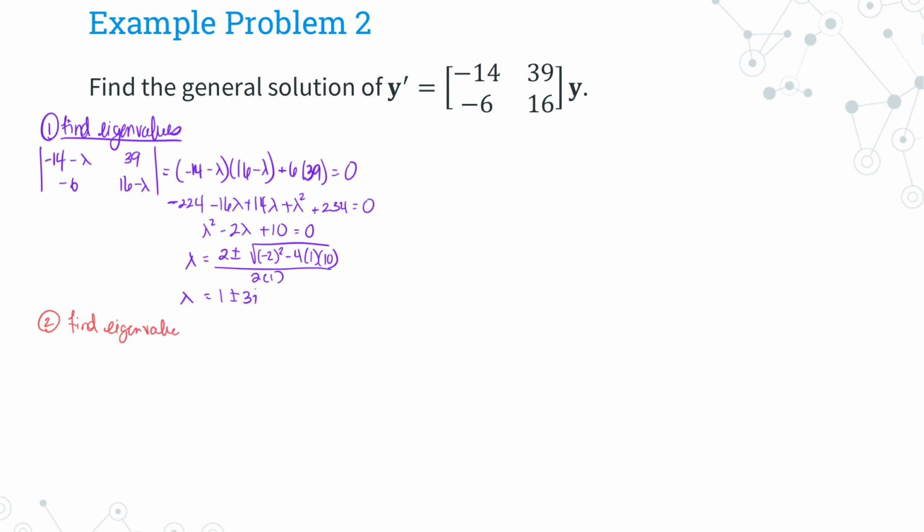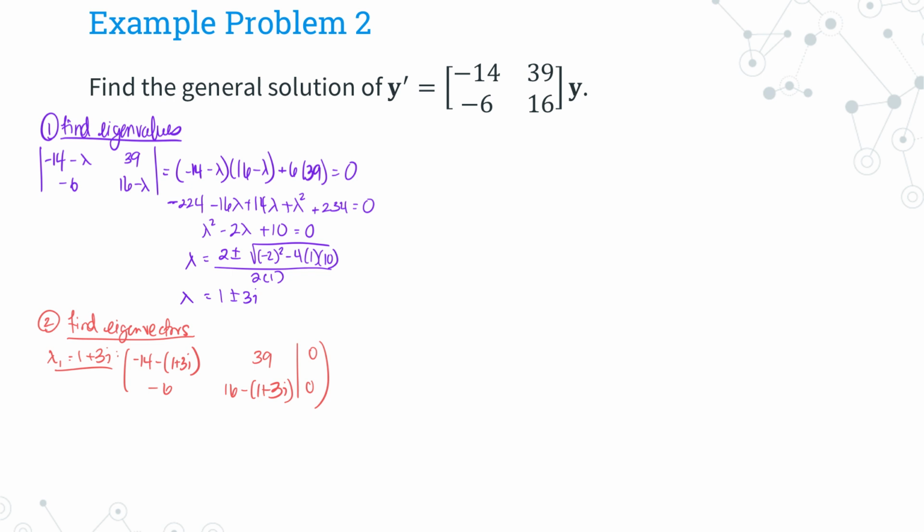So you can use whichever one you want. I tend to always use the positive one. So it's totally up to you whether you want to do the positive one or the negative one. But I'm going to do 1 plus 3i. So if that's the case, then I end up with negative 14 minus 1 plus 3i and negative 6. And this will be 16 minus 1 plus 3i. And this guy will be 39, augmented to equal 0, 0, because we want them to be linearly dependent.